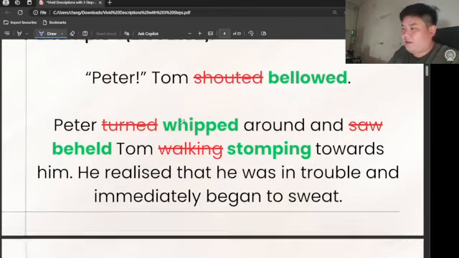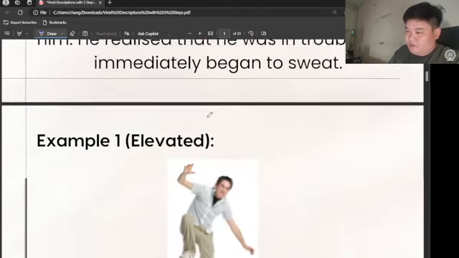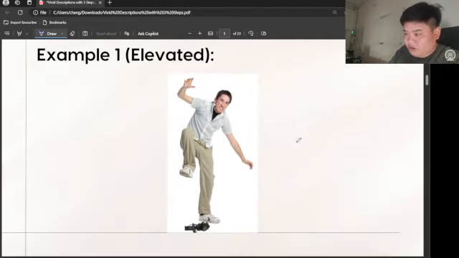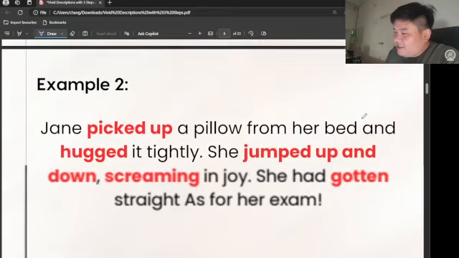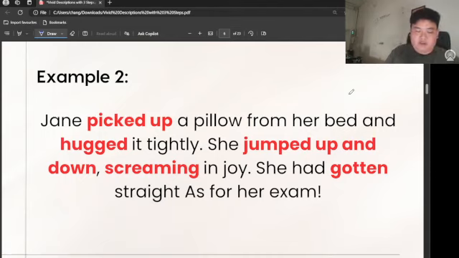So this is the first method and first example. We have a second example here, all right? So as you can see in this picture, I mean, of course, this picture is slightly exaggerated, but you can imagine this guy just stomping towards, imagine this is Tom, right? And Tom is stomping towards Peter, right? Ignore the camera there, okay? So another example to really help you understand, Jane picked up a pillow from her bed and hugged it tightly. She jumped up and down, screaming in joy. She had gotten straight A's for her exam.